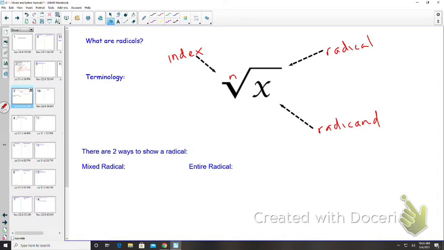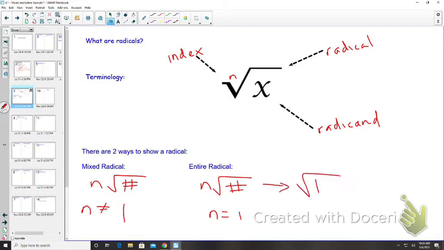There are two ways to show a radical. We have a mixed radical. This is where we have a number out in front and then a number inside the radical. This is when n does not equal 1. And then we have an entire radical, something like this, where n does equal 1. So then you'll just see it like this.